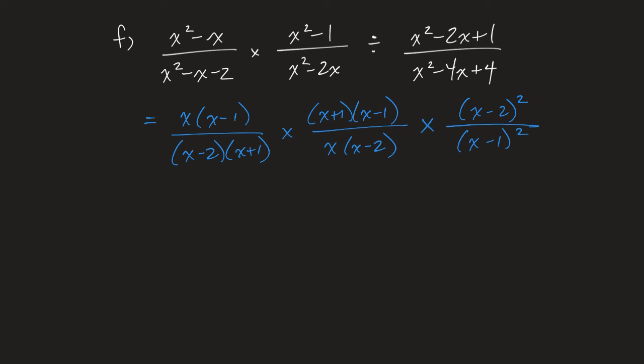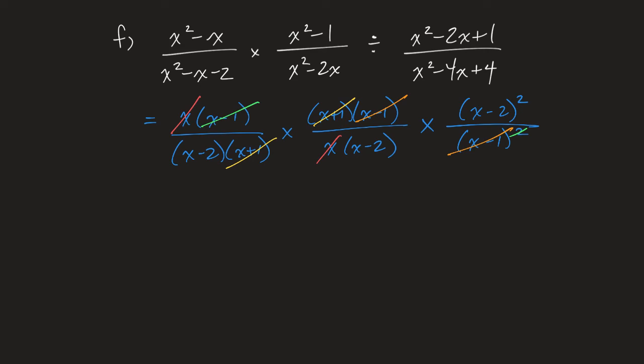Now I'm going through to try to divide out common factors. Well, I've got that single x and that single x. Those will divide out. I have an x minus 1, and on the bottom, I've got 2 x minus 1s. So I can divide it out of there. I have an x plus 1 and an x plus 1. I also have another x minus 1 and an x minus 1.